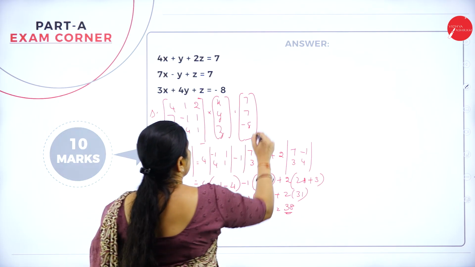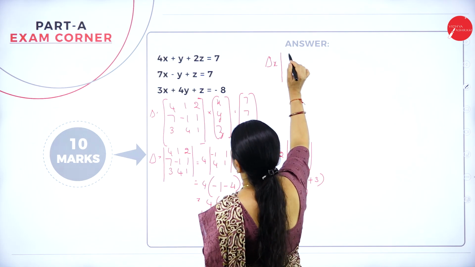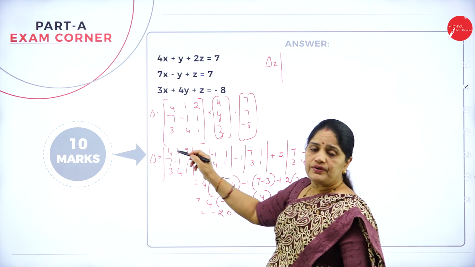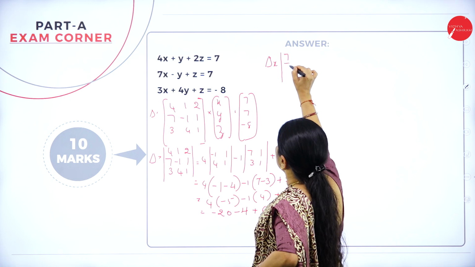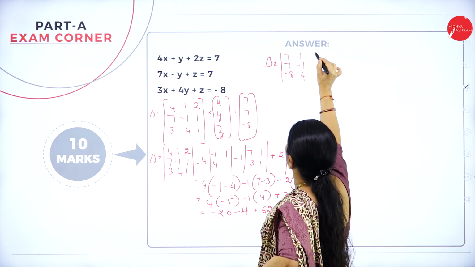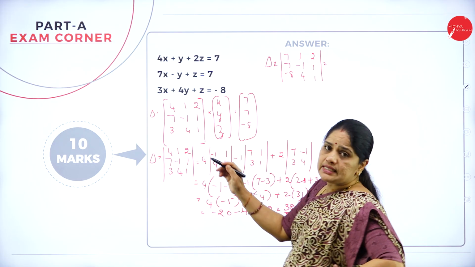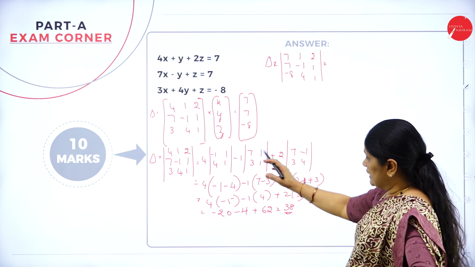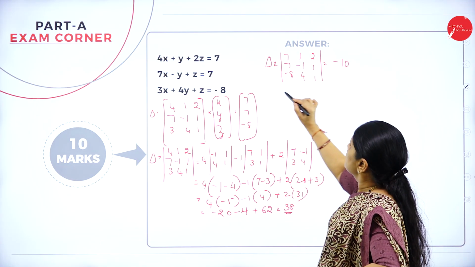Now the delta x will be, so from the first column, I write the constants. So instead of the first column, I write the constants 7, 7, minus 8, then 1 minus 1 4, 2 1 1. In the same way, I simplify. So when I simplify it in the same way, I get the answer as minus 10.